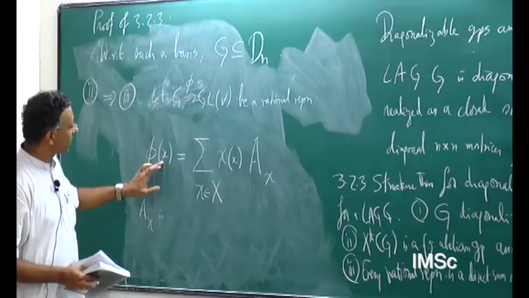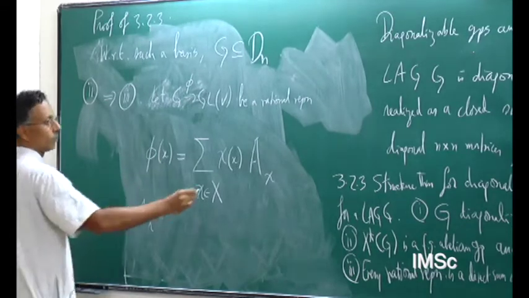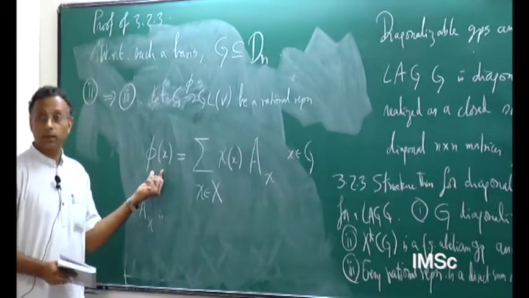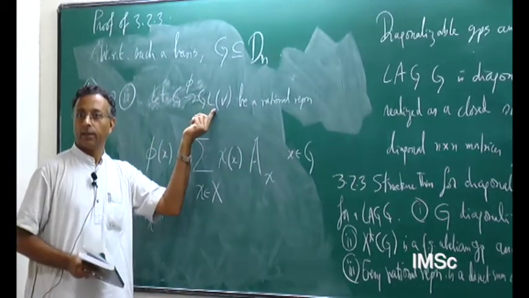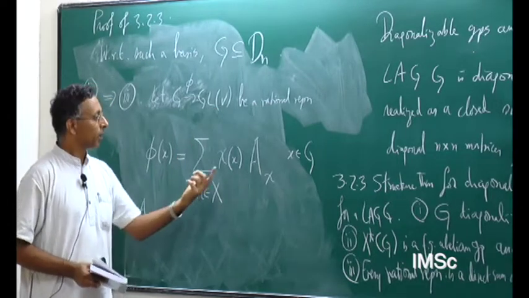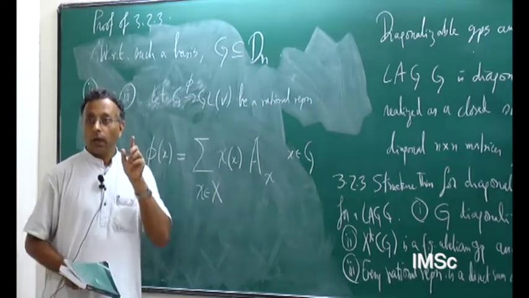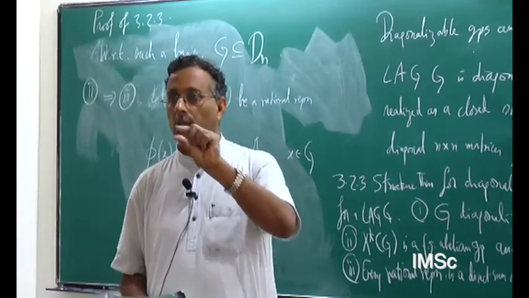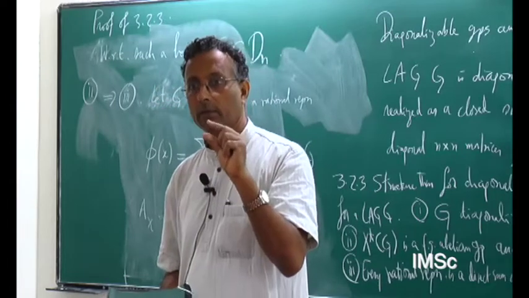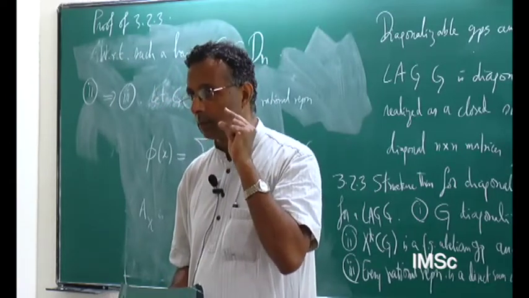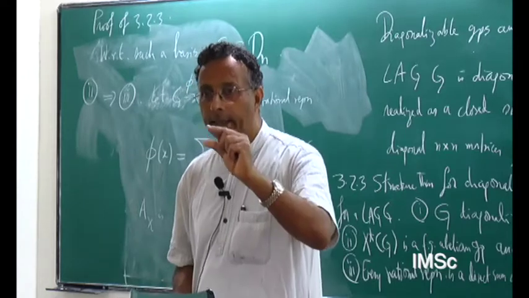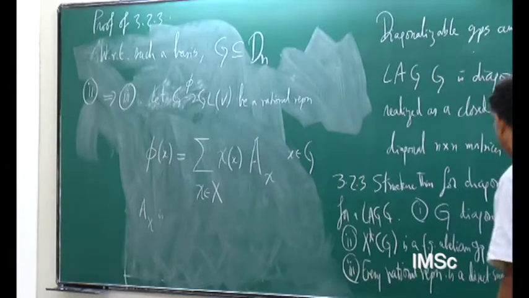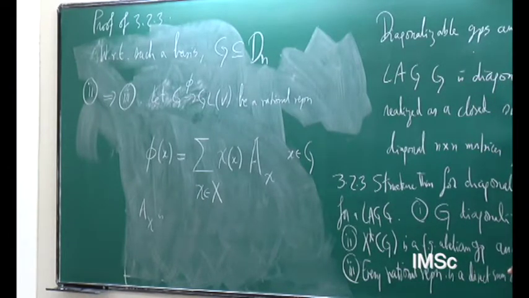So phi of x is in G. What is phi of x? You can think of it as an n cross n matrix. Now, I look at the 1,1 entry, right? So the 1,1 entry is a function. Correct? Now, I can write it as a sum of characters.